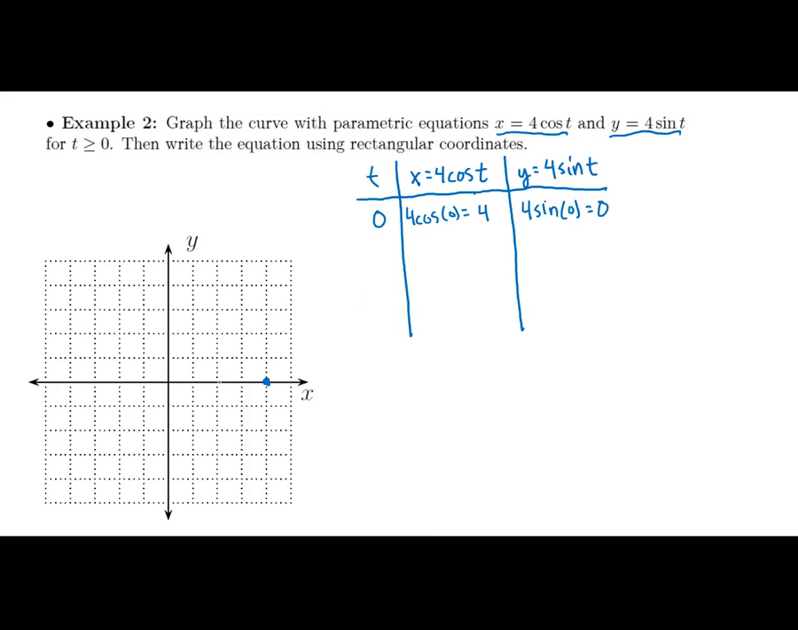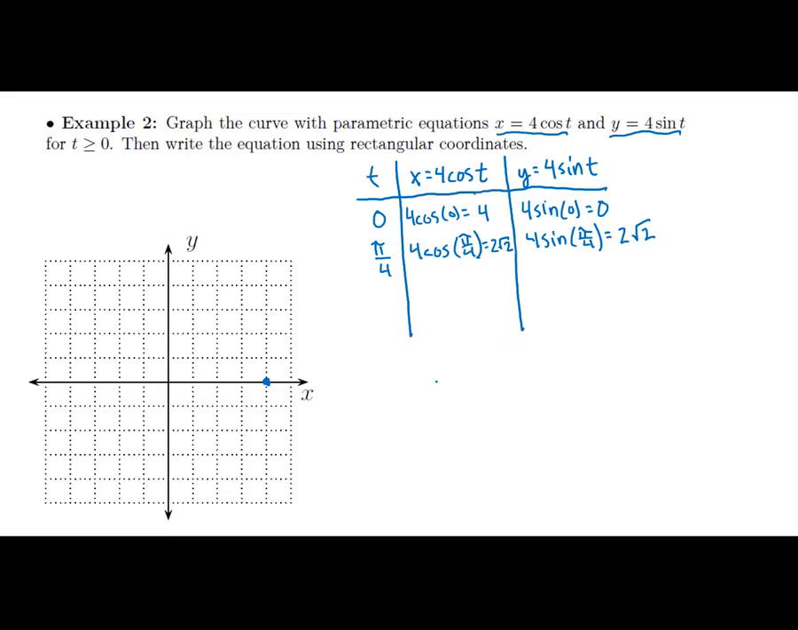So I've got a number of values to do, so I'm going to go ahead and just do pi over 4. So I'm not going to do every single one. So let's go 4 cosine pi over 4. So that is equal to root 2 over 2, so that ends up being 2 roots of 2. And then for sine, it's going to be the same thing. 4 sine of pi over 4, that's going to be also 2 roots of 2.